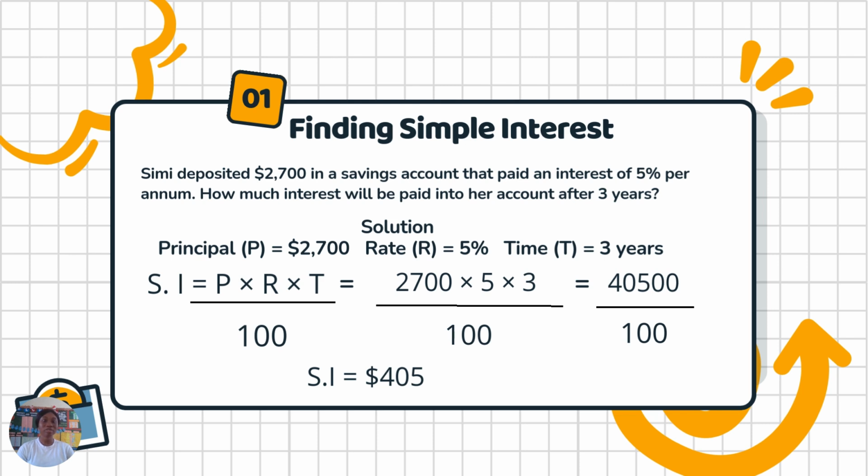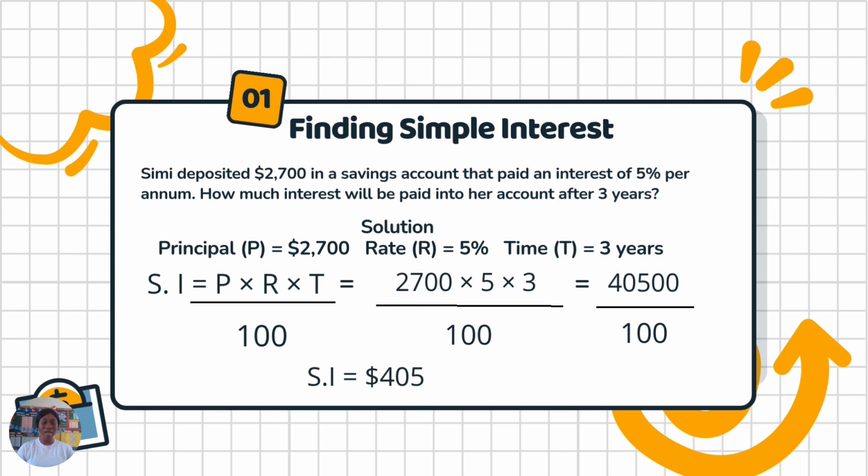Now, how much interest will be paid if she decides to leave that money in the bank account for 3 years? How much will she be collecting at the end of 3 years? That's what the question is all about. So, what's our principal? Principal is the money you are borrowing or the money you are dropping. How much did she drop? She dropped $2,700.